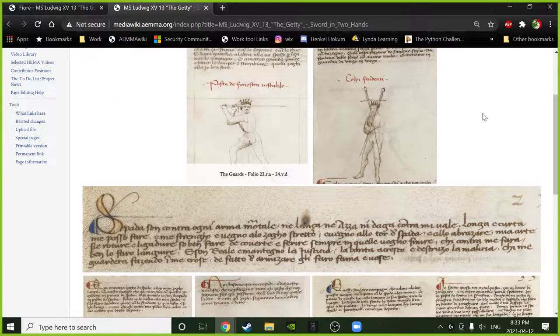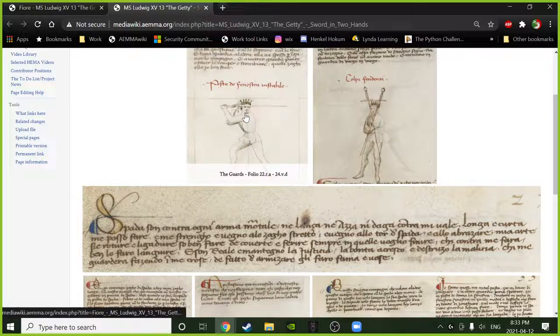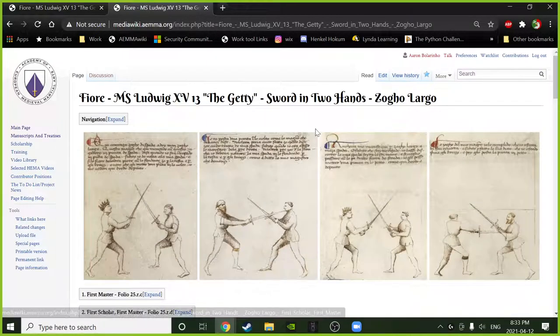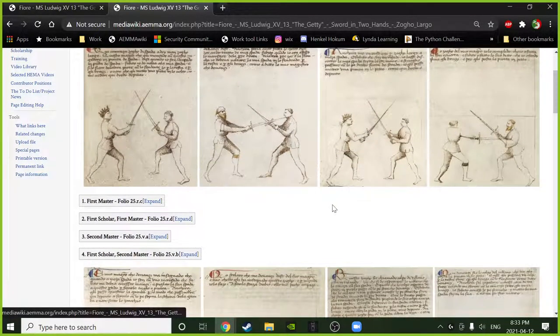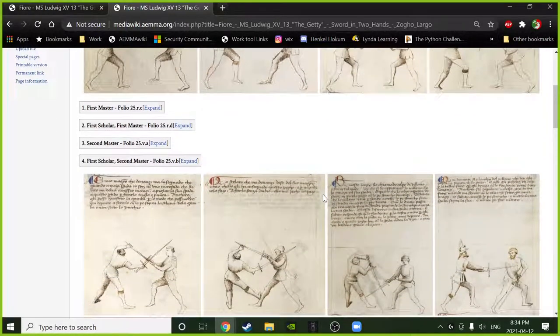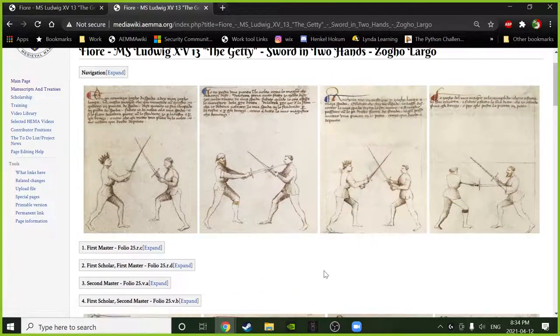So with that out of the way, let's get to today's topic. We've been in the sword in two hands section for a while now. We've looked at a lot of guards. We looked at the cuts, and we got into Jogo Largo. Last week, we looked at the first four plays of Largo, and we talked about them. We also set up our understanding for how we were going to view the rest of the section. So we only got to these first four, but in a sense, we talked about all of the plays. So we're going to finish the Largo section today, I'm sure.